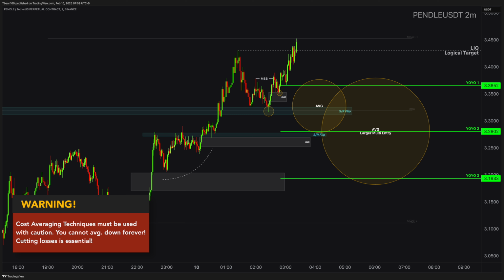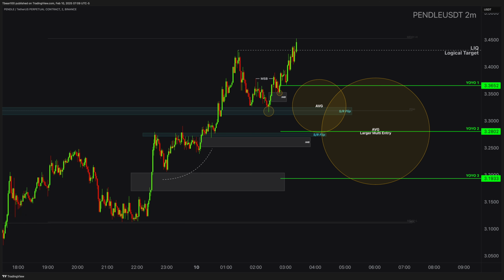Because if the price keeps crashing further and further, it also will mean that sellers are getting dominant over buyers. Remember, averaging does not mean you need to average forever. Maybe in investing you can average a lot, but in trading, there are some points where you need to cut the loss.